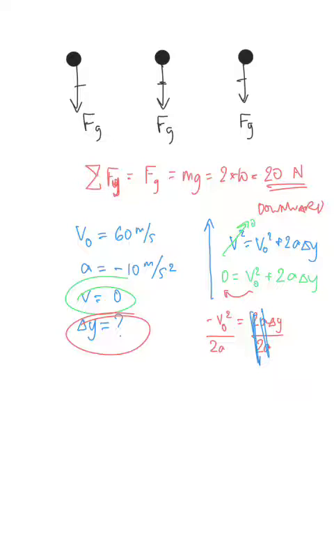We now have the equation delta y is equal to negative v0 squared divided by 2a, and we can plug in negative 60 squared over 2 times negative 10. Notice that the negative in the numerator and the denominator will cancel out. You end up with 3,600 divided by 20, which gives you a final answer of 180 meters.